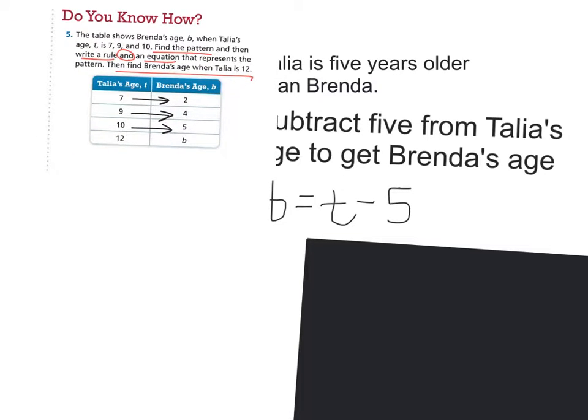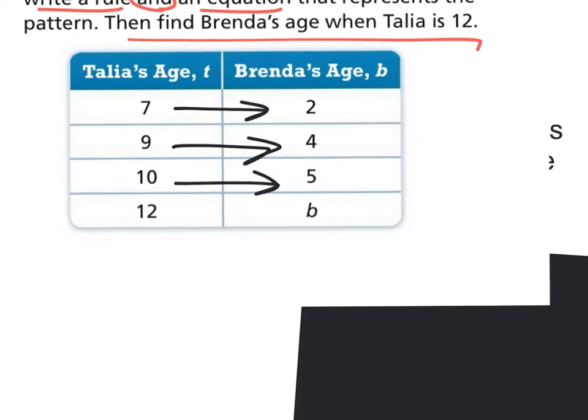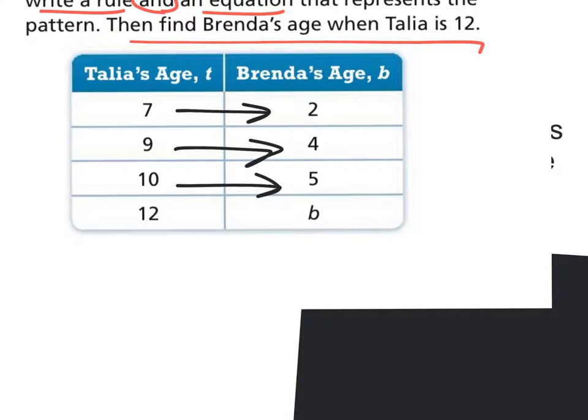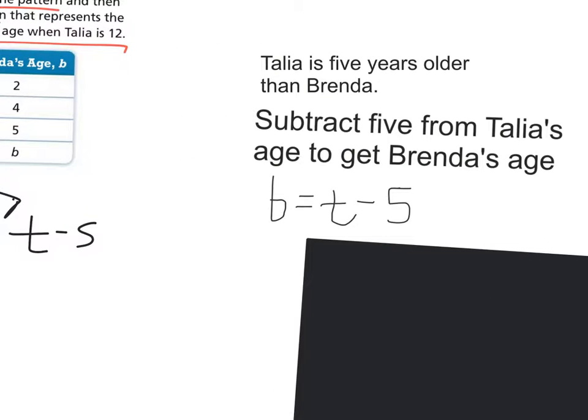Okay, and again, when you come up with the equation, what you can do is just think about what you're doing every time. We're subtracting 5, we're subtracting 5, we're subtracting 5. So we're going to keep subtracting 5. So if Talia's age was T and we subtract 5, then that would be T minus 5. And again, we have to have an equation. So we have to have B equals T minus 5 as our equation.